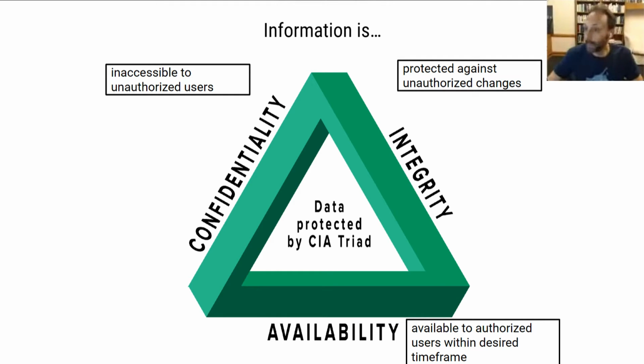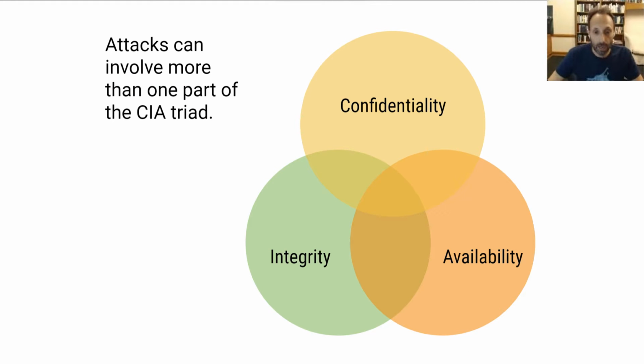Of course, attacks can implicate more than one aspect of information security. It's not that an attack only targets confidentiality or availability. It can attack multiple dimensions. It just can't do them all maximally. So there are always going to be trade-offs involved.